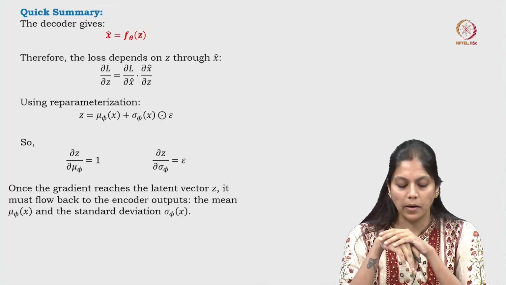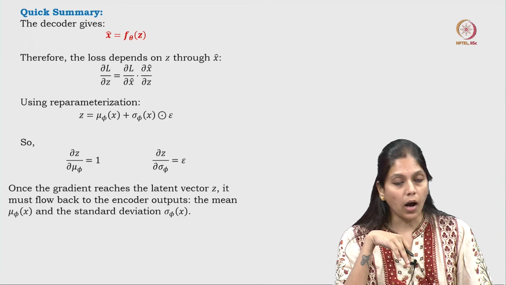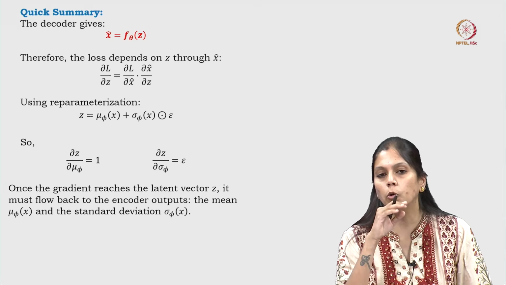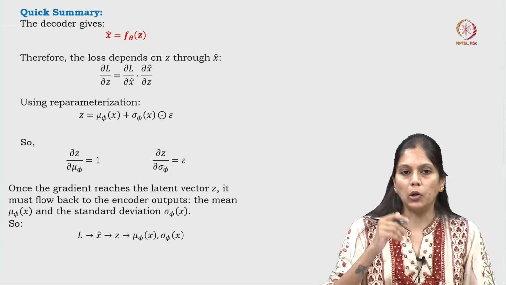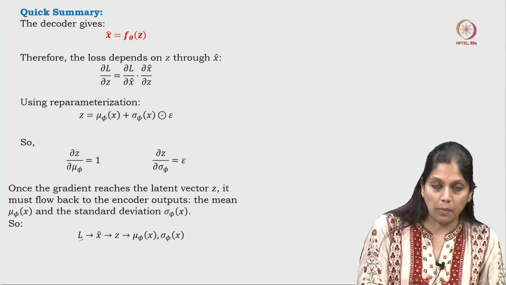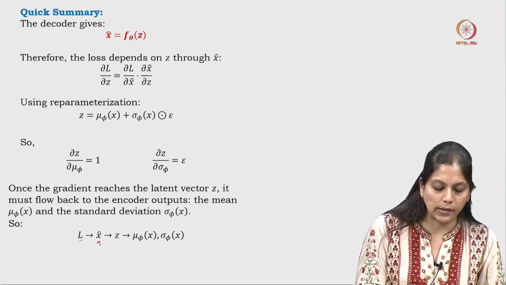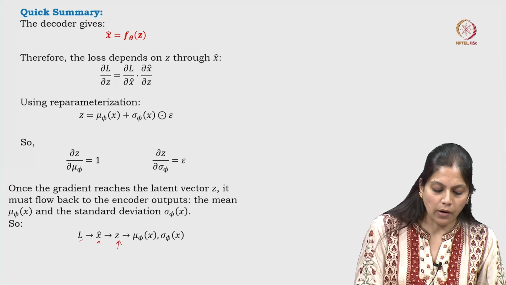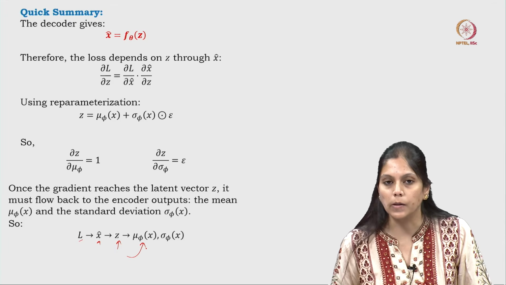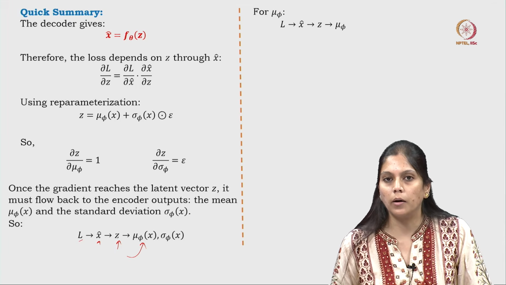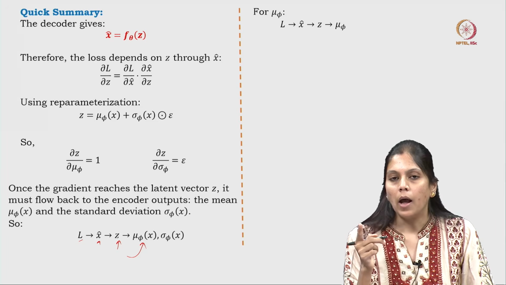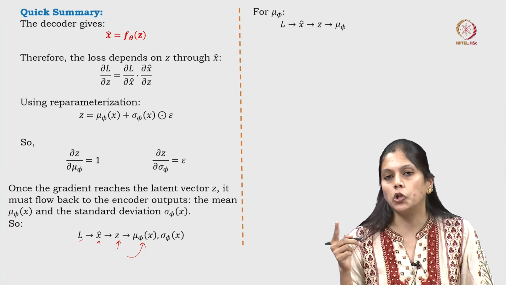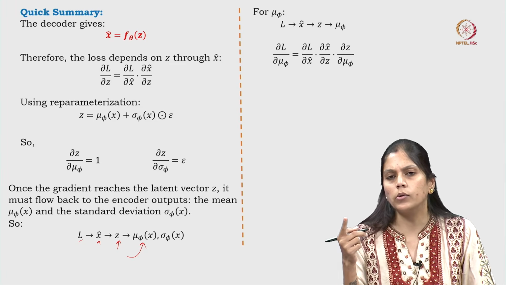Mean and then the standard deviation. Yes, we are able to reach to this point. How are we able to reach? From loss we are reaching to x hat, from x hat to z, from z we are reaching to this. So, for the mean, this is the path, and how can you write it using a chain rule? Is it not using a chain rule?